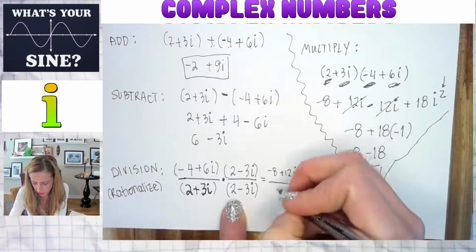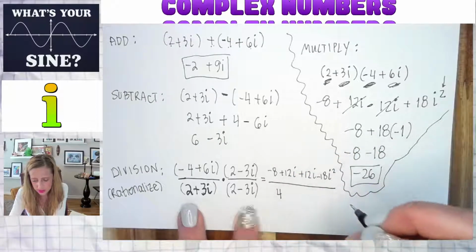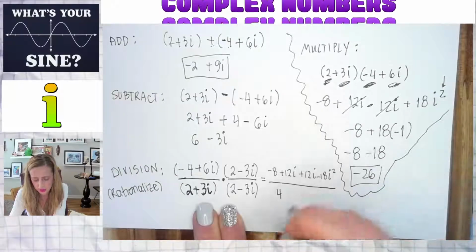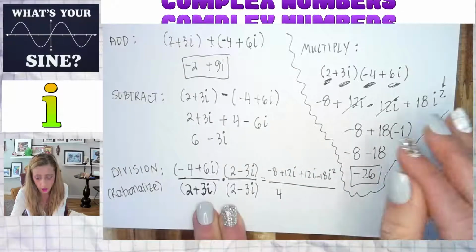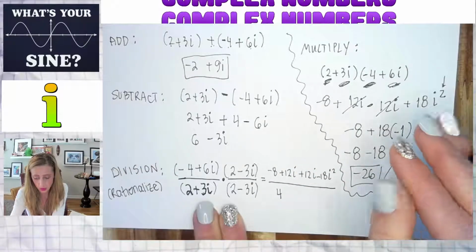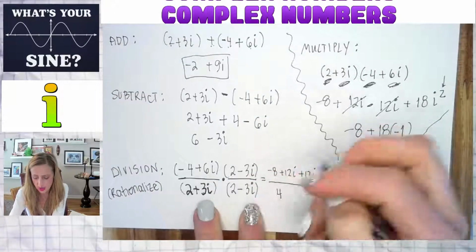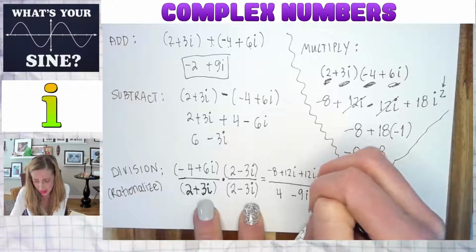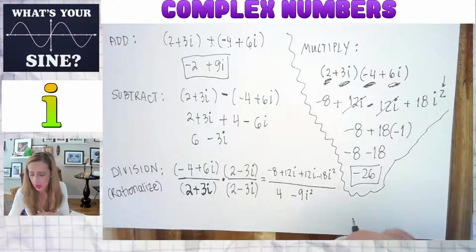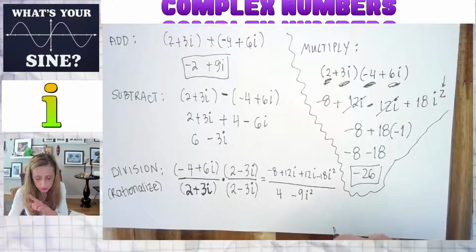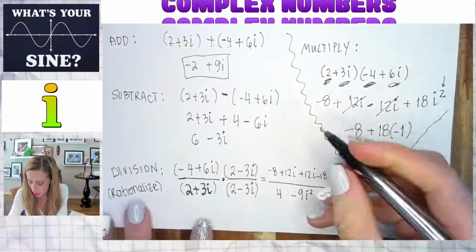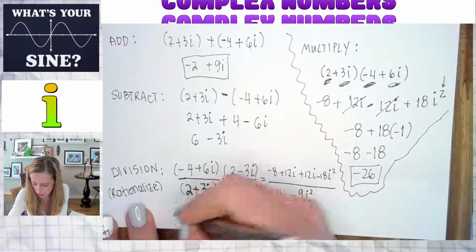Over, first is 4. Outer is negative 6i. Inner is positive 6i. Eliminated. Gone. They crossed out. That's the point. That's why we use conjugates. And then on bottom, you get negative 9i squared. Don't forget, i squared is going to come up the most. And what does i squared equal? Negative 1.